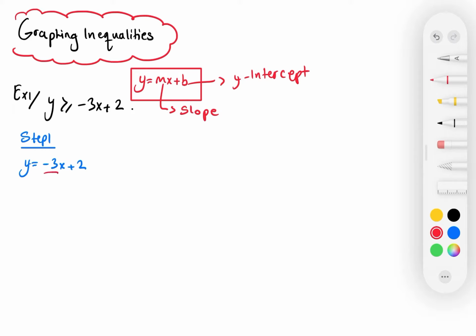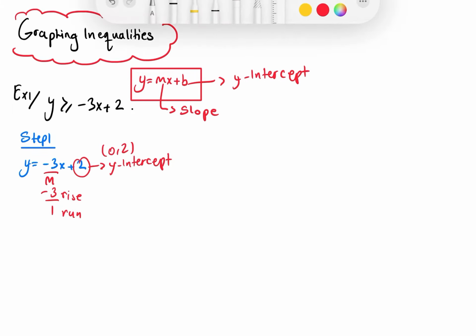I know that negative 3 is going to be my slope, which is literally negative 3 over 1. So you can write it as negative 3 over 1 to understand what your run is. Your rise is negative 3 and your run is 1. And 2 is obviously your y-intercept. So if you give this function 0, you're going to get 0 and 2, which is your y-intercept.